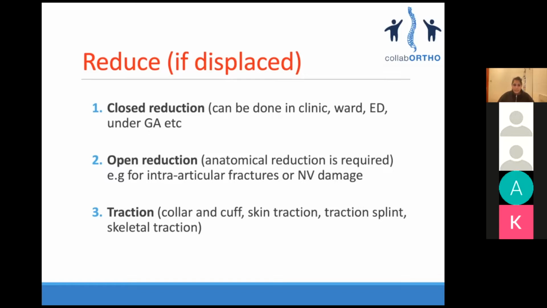So traction, again, quite similar to closed reduction. You want to align the bones and you want to keep those bones in that fixed position for a period of time. Collar and cuff is a type of traction. You can have skin traction. You can have traction splints, or you can have skeletal traction where you have pins actually going through the bone and then weights coming off that.